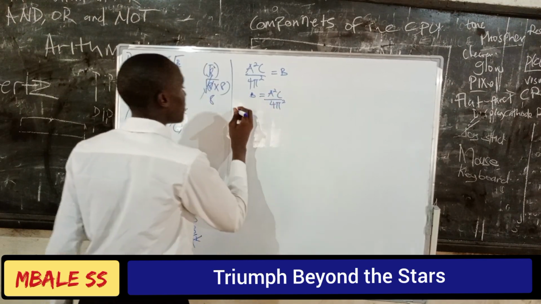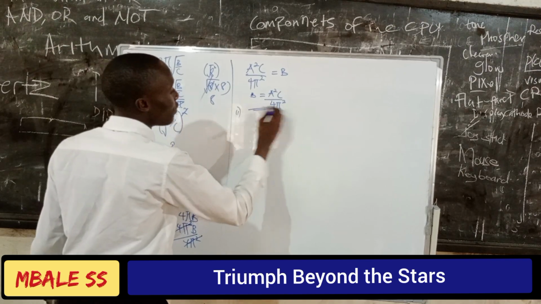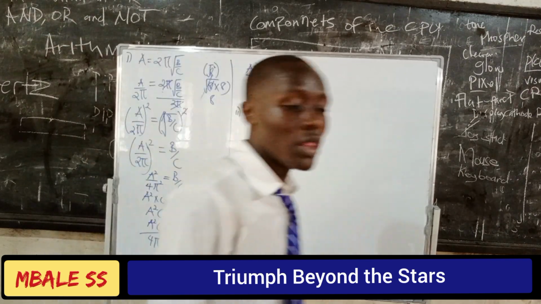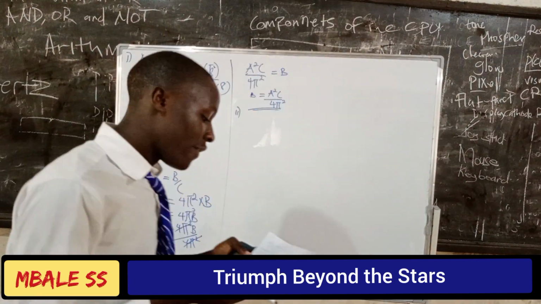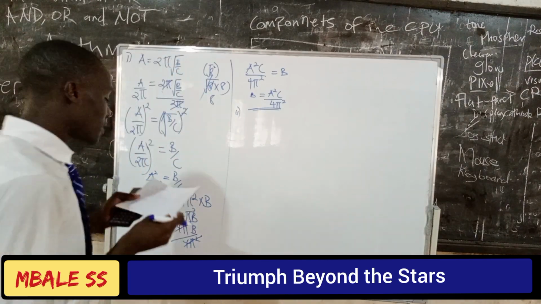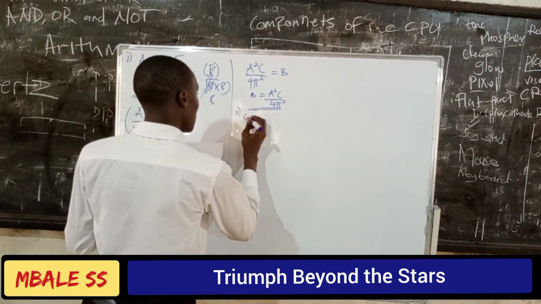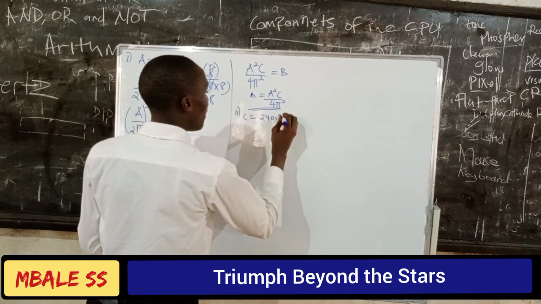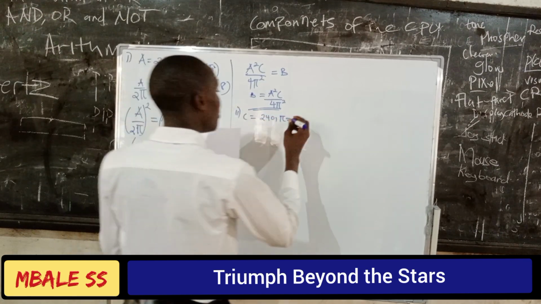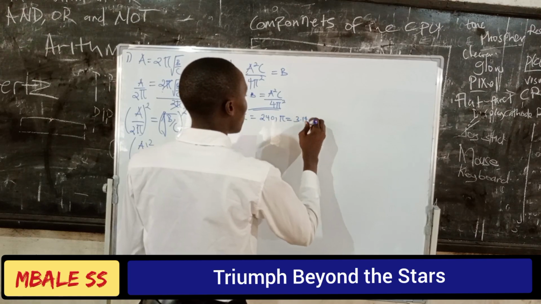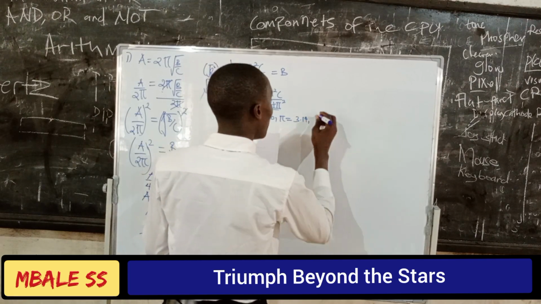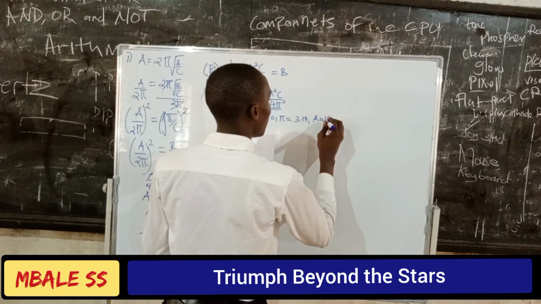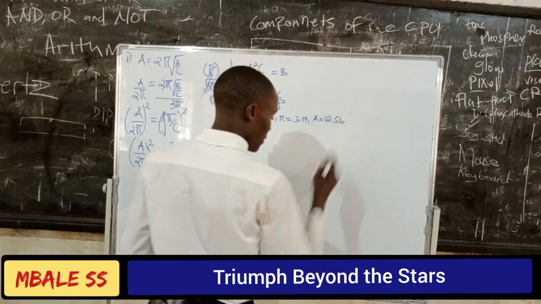Now Roman 2, this is the answer for Roman 1. Roman 2, they were saying find the value of B if C equals 240, pi equals 3.14, and A equals 12.56.